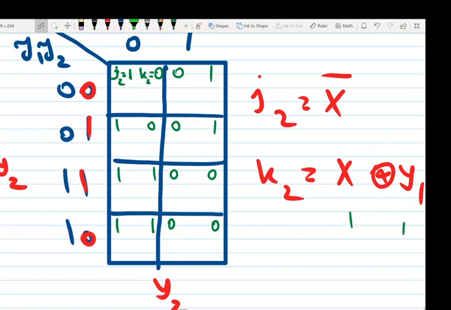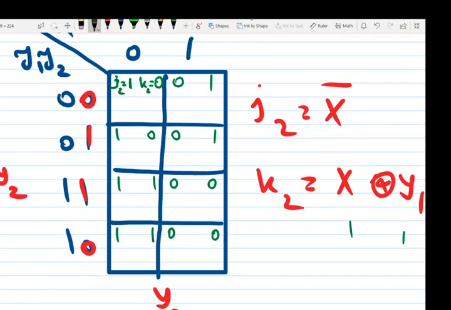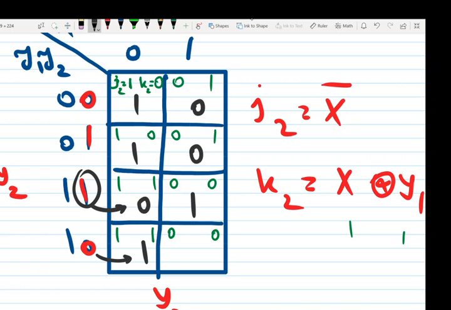And now we just complete this table. So 1, 0 means set, 0, 1 means reset, 1, 0 means set, 0, 1 means reset, 1, 1 means complement. Complement of what? Complement of y2. So 0, 0 means no change, no change of y2. 1, 1 means complement of y2, which is 1. 0, 0 means no change, so it's 0. So this one is the second table.